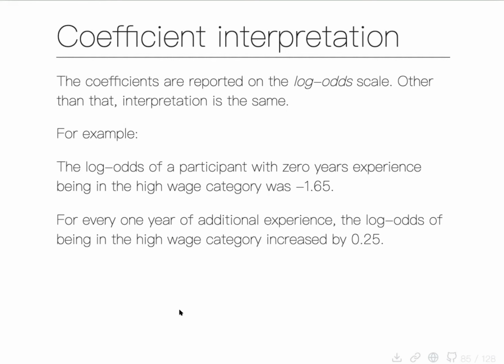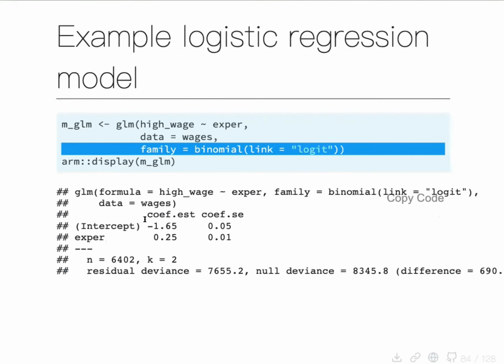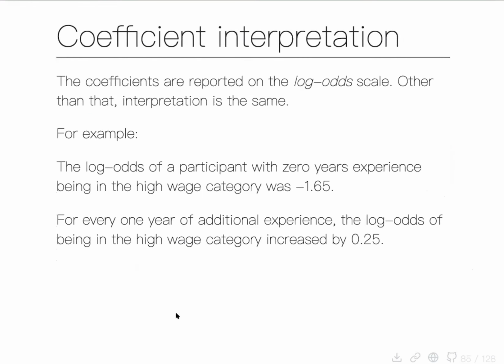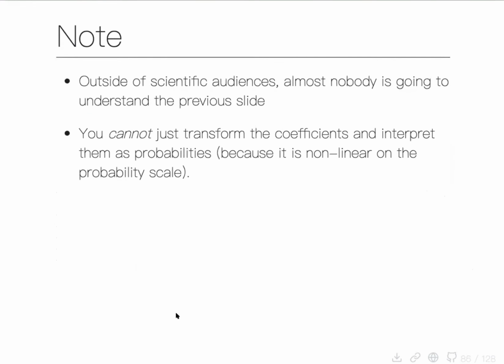Okay, so that's cool because we have this, right? So if this is 0, then the log odds of being in the high wage category are -1.65. And for every 1 year of increase in experience, the log odds increase by 0.25. Right? So that's cool. But outside of scientific audiences, and frankly, even within many scientific audiences, almost nobody's going to understand what that means. Okay? So we need to think about this slightly differently.